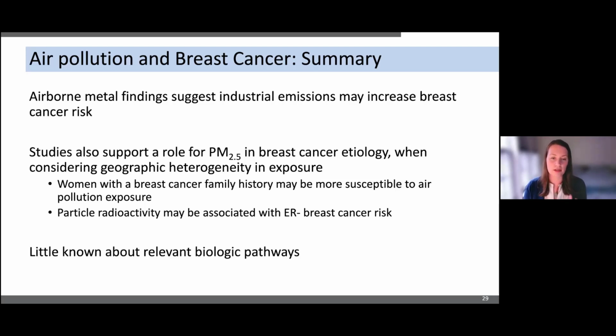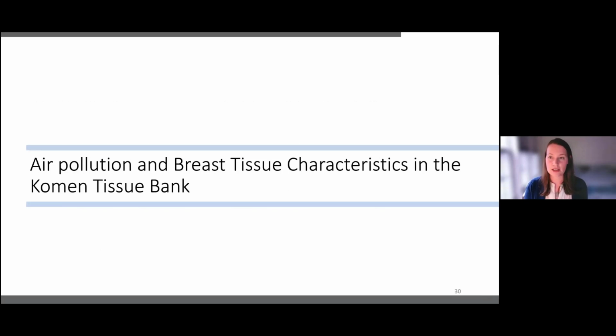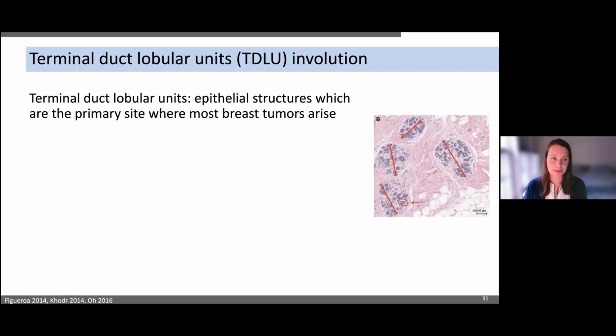But despite my work in this area, as well as others that are increasingly suggesting that air pollution is related to breast cancer risk, we really don't know much about potentially relevant biologic pathways. And so I've done some work incorporating breast tissue characteristics as a plausible intermediate outcome. For the last part of my talk today, I wanted to share some of the work we've done on air pollution and breast tissue characteristics in the Komen tissue bank.